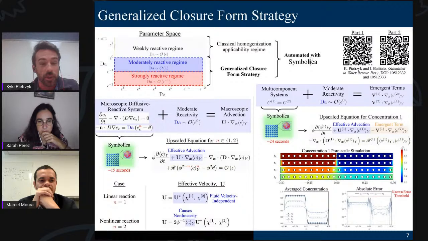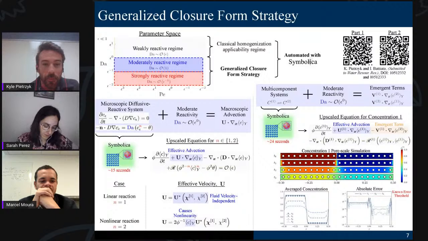Now, the second part of this that we found is that for multi-component systems, if you upscale them in the moderately reactive regime, you can find emergent terms in your models. So if you upscale the multi-component system using Symbolica, you could see that in the upscaled equation for the first concentration, there's an emergent term that looks very similar to the effective advection term, but the gradient operator is operating on the second concentration. This is a little bit non-trivial, but we are in fact able to validate this. And you can see at the bottom left that the error exists under the known error threshold. So these are two idealized cases that we developed, and we are able to see these effects.